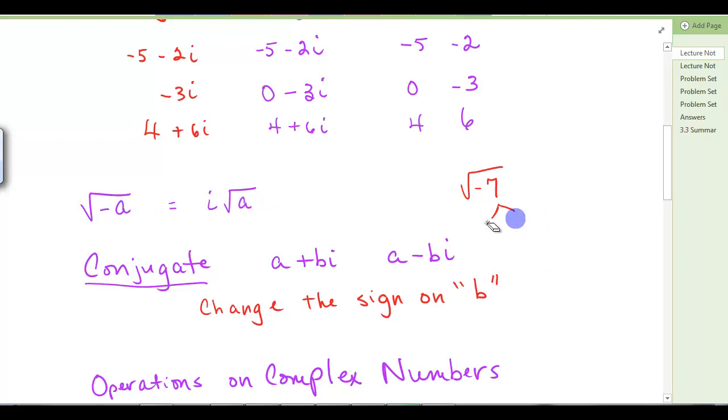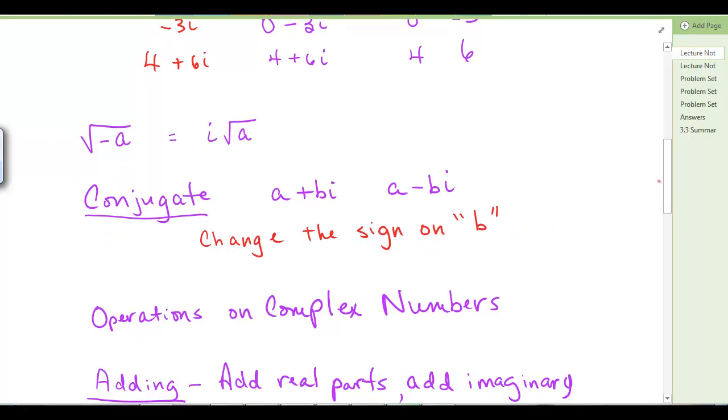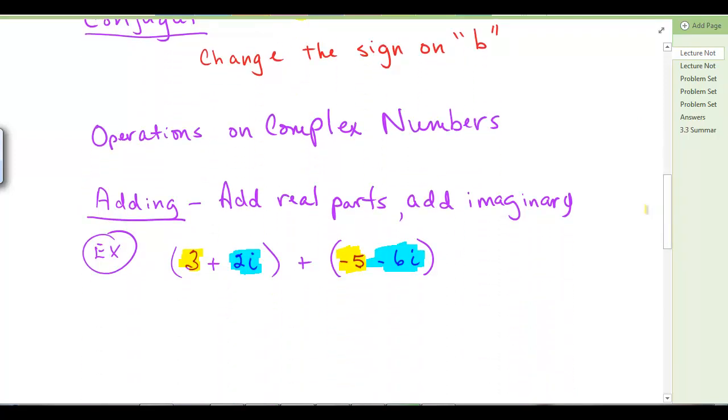The other thing that we need to know is that with complex numbers, we have to deal with conjugates. Every complex number has a conjugate. It has a partner. The only thing different is the sign. If you notice here, this one has a plus, this one has a minus. Those are conjugates. If you multiply conjugates, you get rid of the imaginary part, so they come in handy. All you have to do to find the conjugate is change the sign on the b.